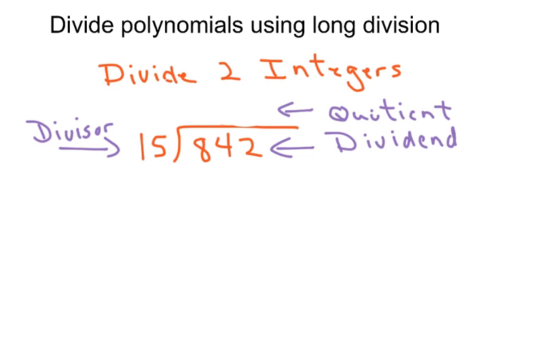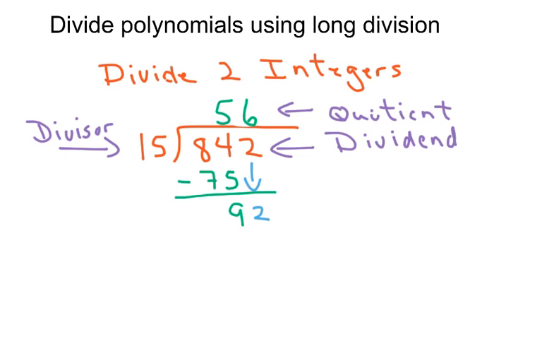polynomial division. Okay, so what I say is what number times 15 gets me close to 84 without going over, and that number would be 5. So 5 times 15 is 75, and what we do is we subtract, and we get 9. Then we bring down the 2, and we divide again. So what number times 15 gets me close to 92 without getting over, and that number would be 6.